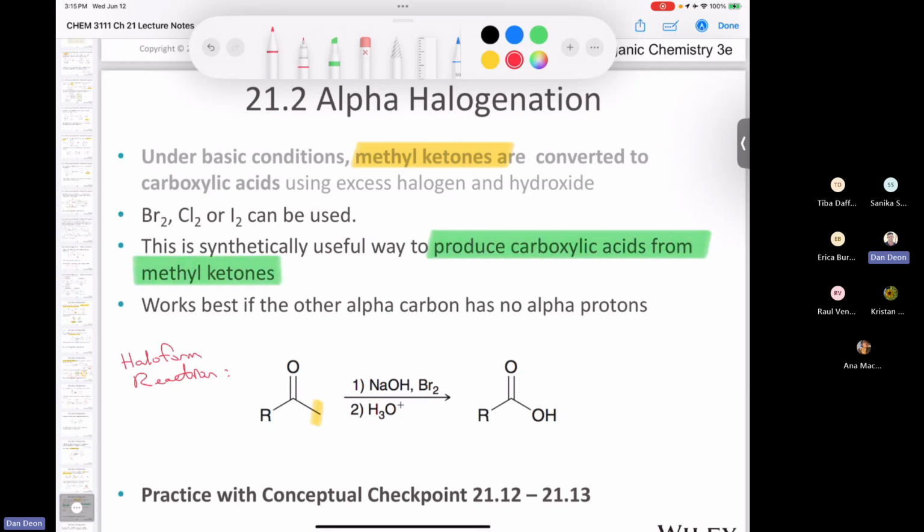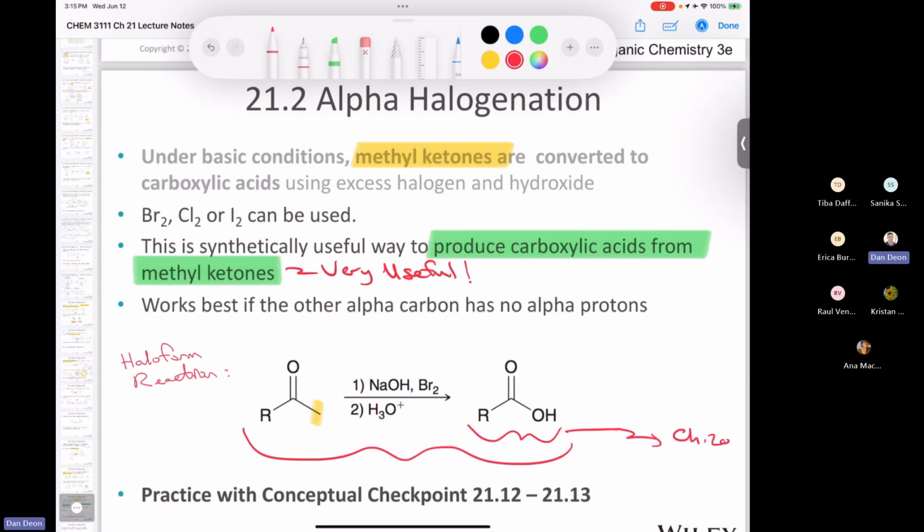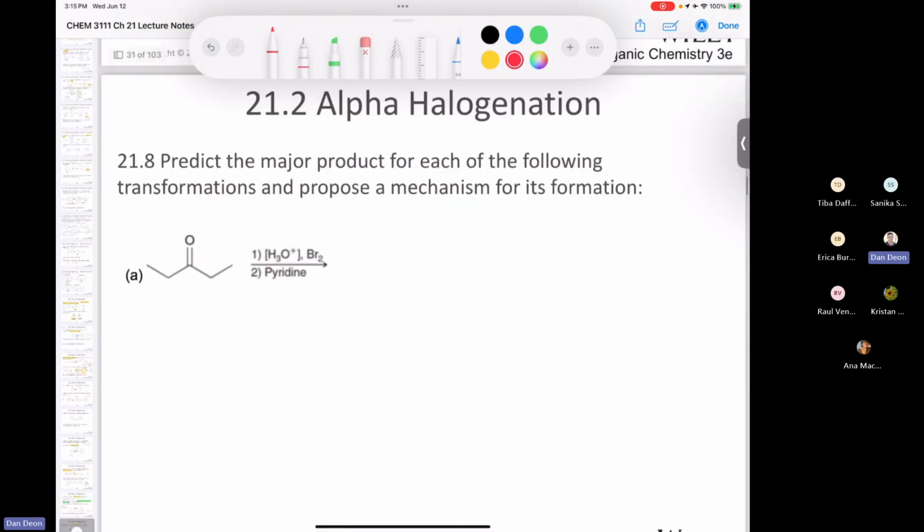I'll leave it right here on the slides. Very useful. In fact, the author of our textbook, David Klein, likes to use this reaction all the time, taking a methyl ketone and making a carboxylic acid. Why? Because carboxylic acids, we learned all kinds of chemistry in chapter 20 that we can use with a carboxylic acid. So again, we call this the haloform reaction, a very, very important reaction in organic chemistry.